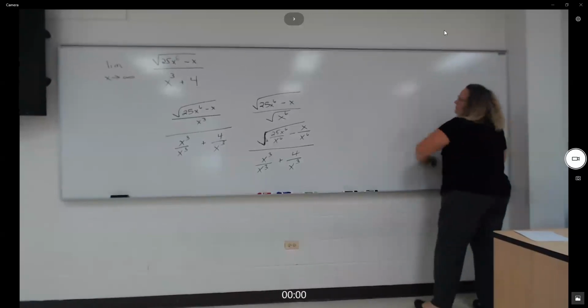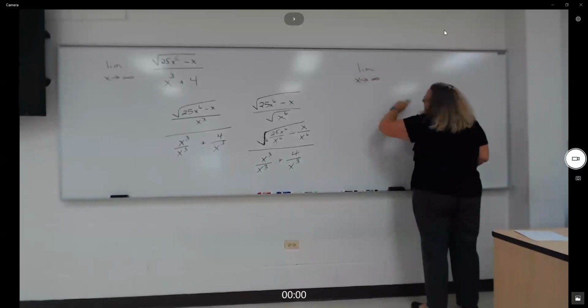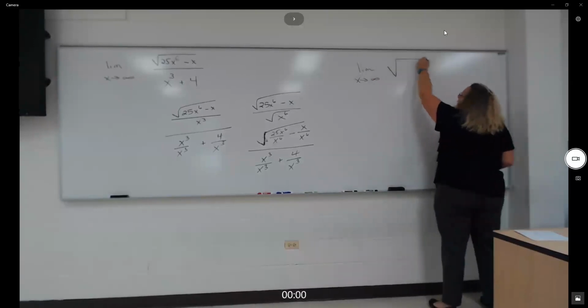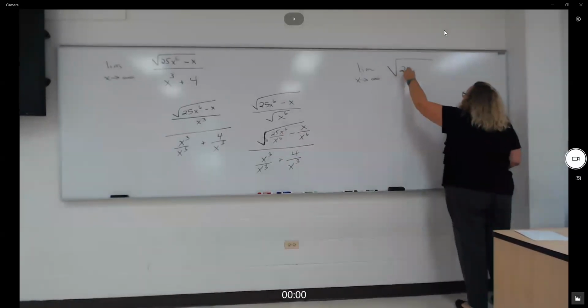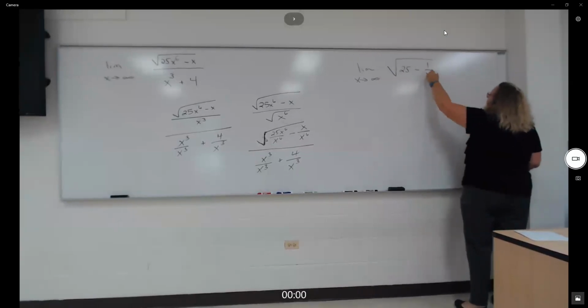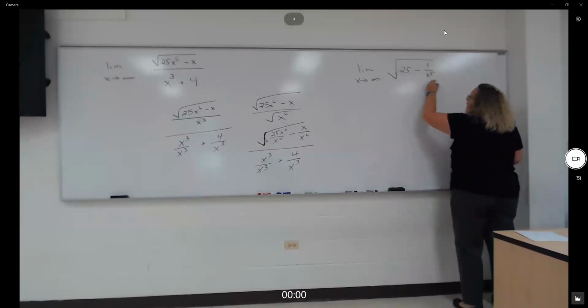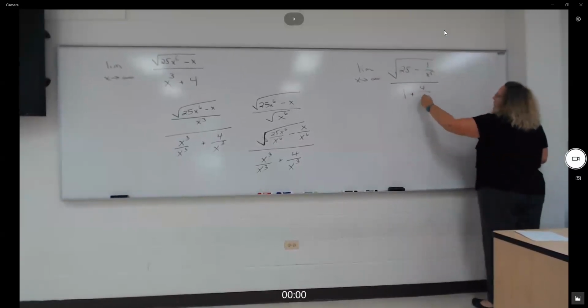We'll do another one. Okay, so we're doing the limit as x approaches infinity. Now we're in good shape. So it's going to be the square root. These are going to cancel. So I've got 25 minus 1 over x^5. That's all under the square root. And then on the bottom, I've got 1 plus 4 over x^3.